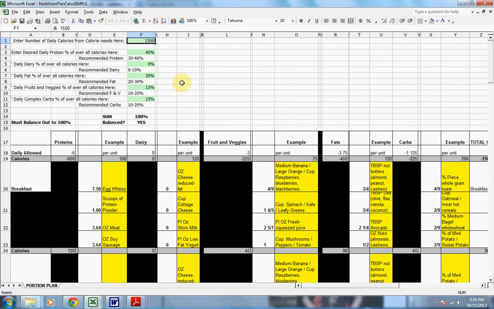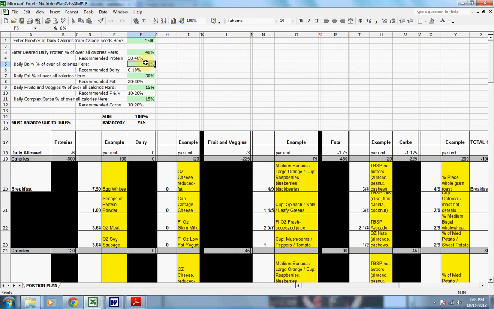So now, in order to have a good macronutrient ratio equation, we're going to give this person 40% of their overall daily calories coming from protein. 30% of their overall daily calories is going to come from fat, and 30% is going to come from carbohydrates. And we're going to split those carbohydrates. Half the carbohydrates are going to come from fruits and vegetables, and half the carbohydrates are going to come from complex carbs.